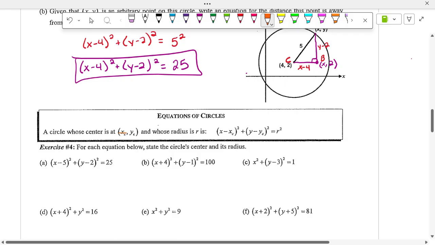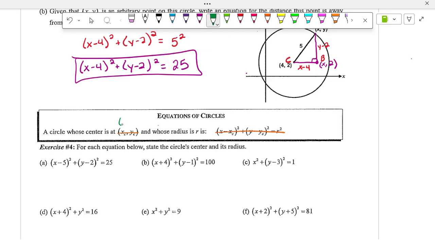They say when the center is XC, YC, I don't like that. I'm going to say the center is (h, k). It's a little bit easier. So your equation of a circle when the radius is r is (x - h)² + (y - k)² is equal to r².